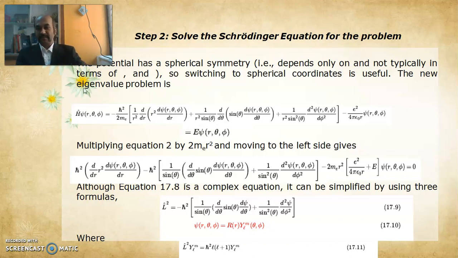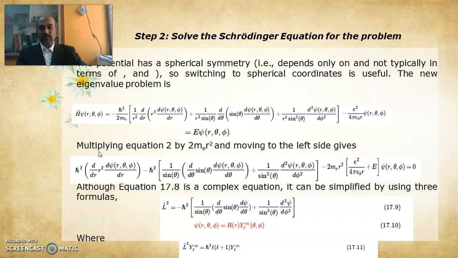The new eigenvalue problem is H cap of psi of r theta phi is equal to negative h cross square divided by 2 me into 1 by r square into d by dr of r square into d psi of r theta phi divided by dr plus 1 by r square sin theta into d by d theta of sin theta into d psi of r theta phi divided by d theta plus 1 by r square sin square theta into d square psi of r theta phi divided by d phi square, minus e square divided by 4 pi epsilon naught r of psi of r theta phi, and this whole term is equal to E of psi of r theta phi.